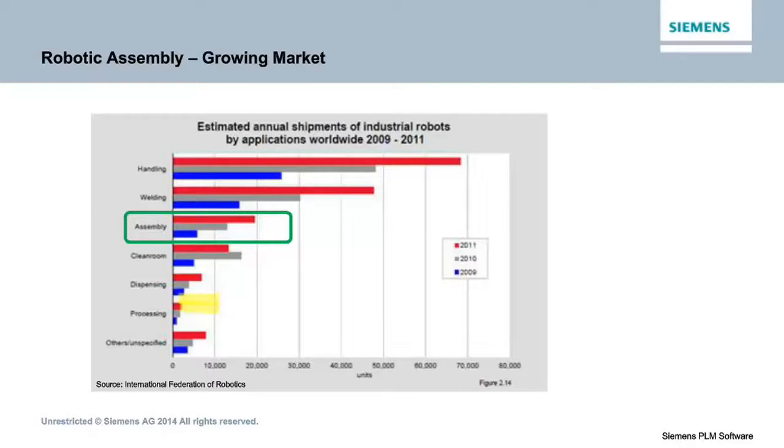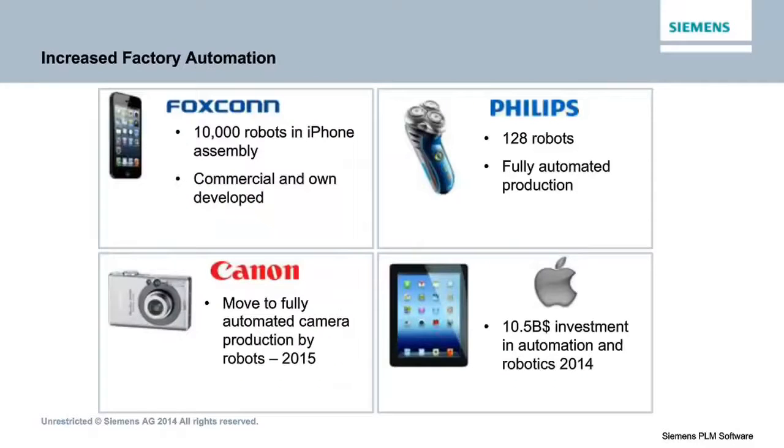Some notable examples for this are here on the slide. You can read about it. There are many articles on the internet about these companies adopting robots for production. Foxconn is a very famous one. They produced our iPhone, and they implemented more than 10,000 robots in their assembly line for various operations. They decided to increase the amount of robots, and they produced their own robots alongside using commercial robots.